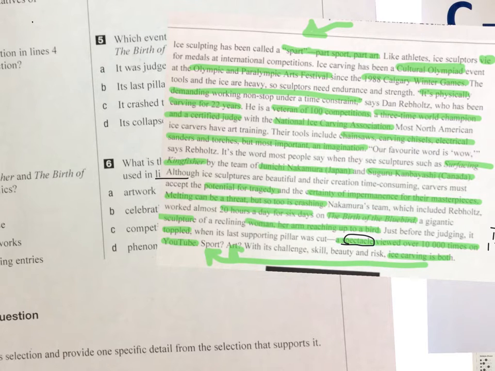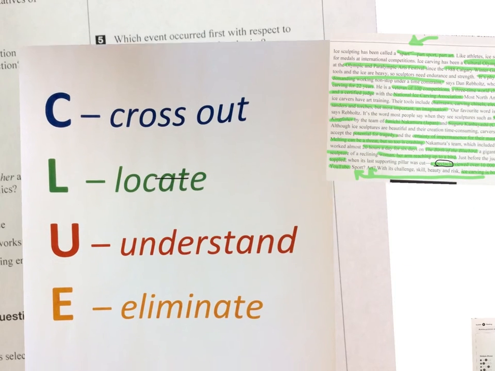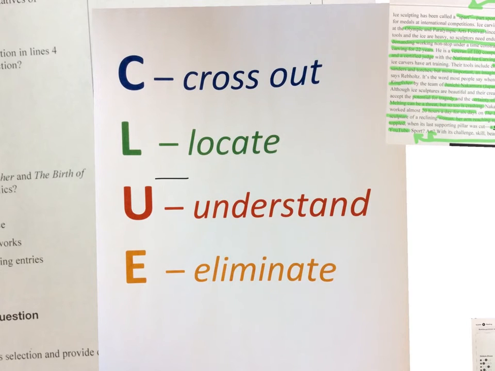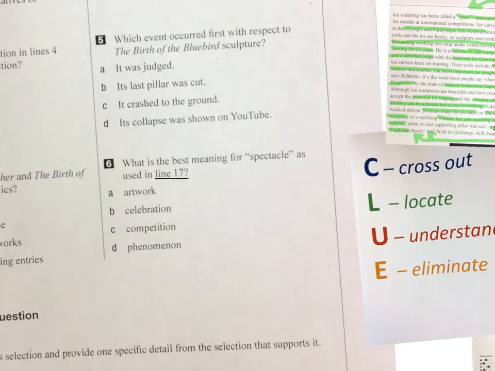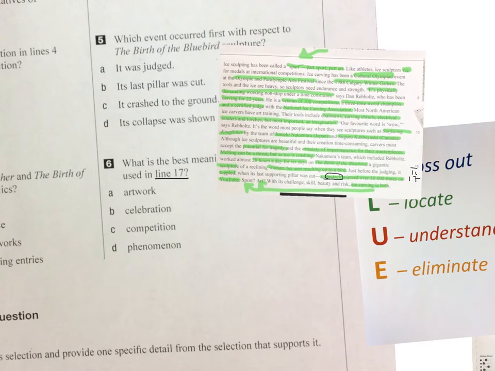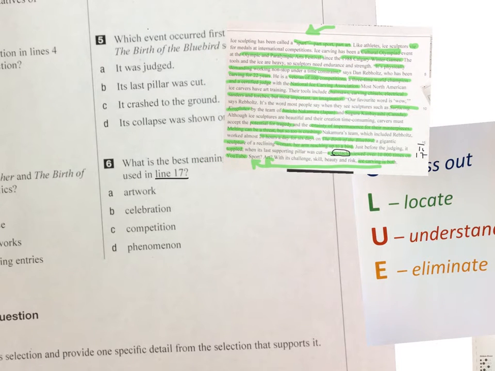Here I'm using the strategy of crossing out. So it's not answers that don't make sense. These answers could make sense, but in this case, we don't want to use the word artwork because it doesn't make sense. We cross it out, and we're also using U for understanding the context. So we used our previous sentence and our previous knowledge to know what we do on YouTube to say artwork is not the best answer.